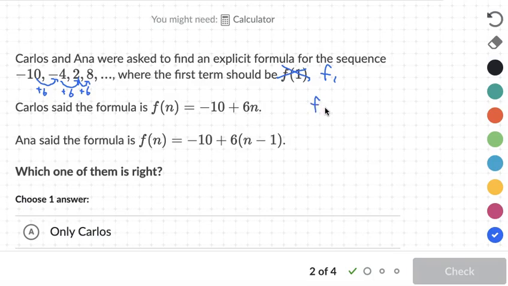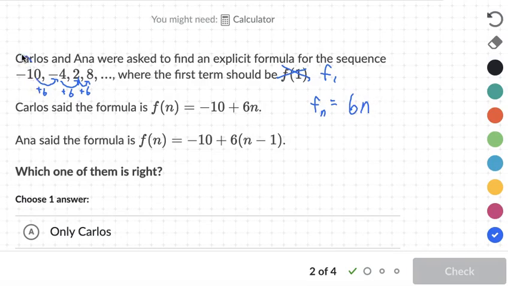All right, so in our sequence, we're going to start with that common difference and multiply by n. So if we plug in 1, 6 times 1 is 6. That's not our starting value, so we need to make an adjustment here.